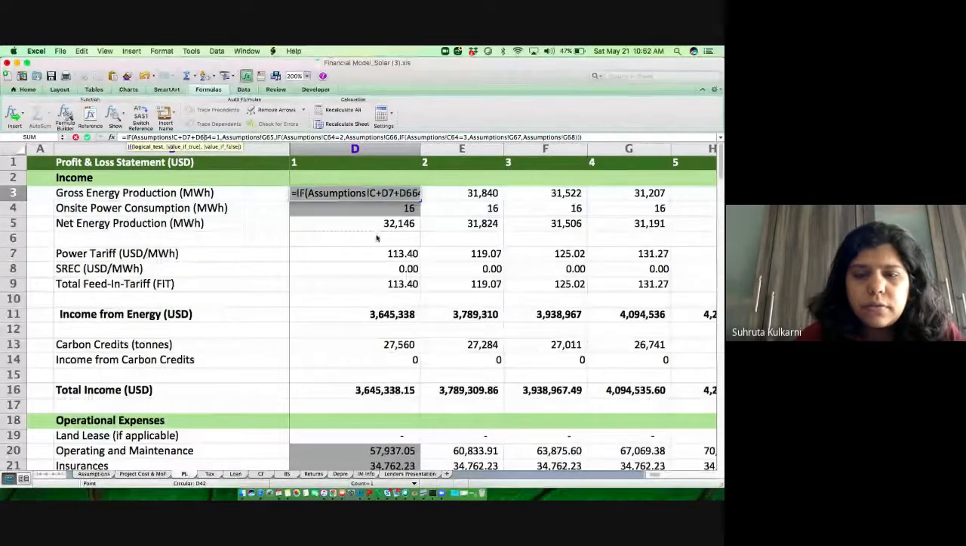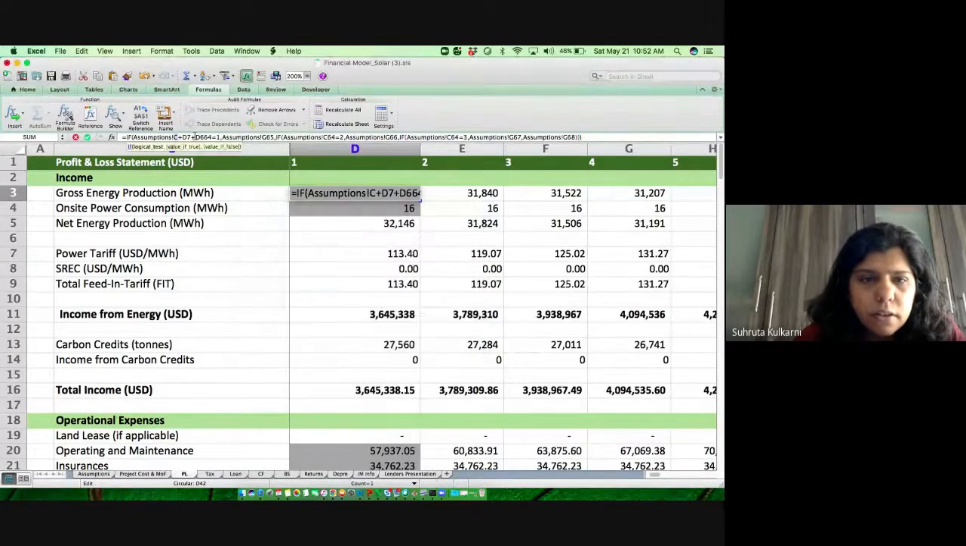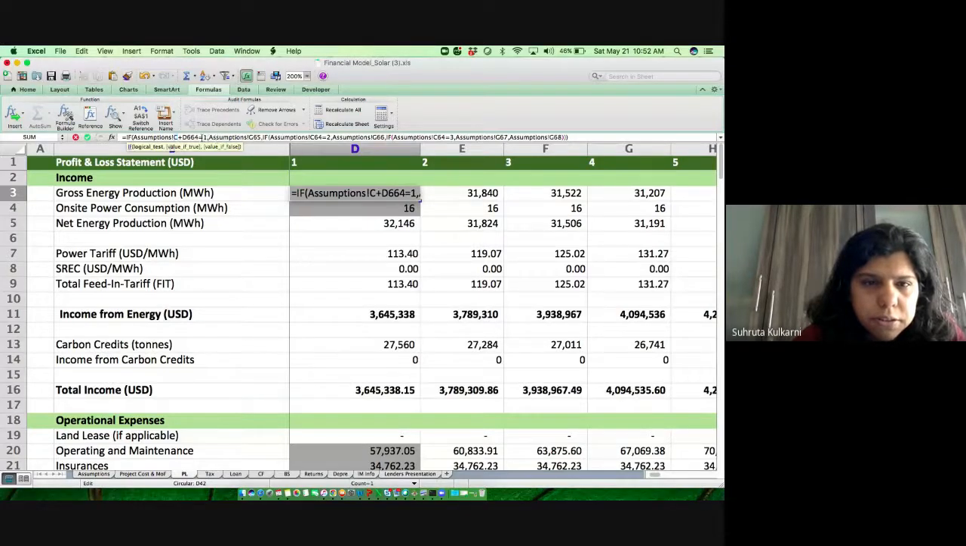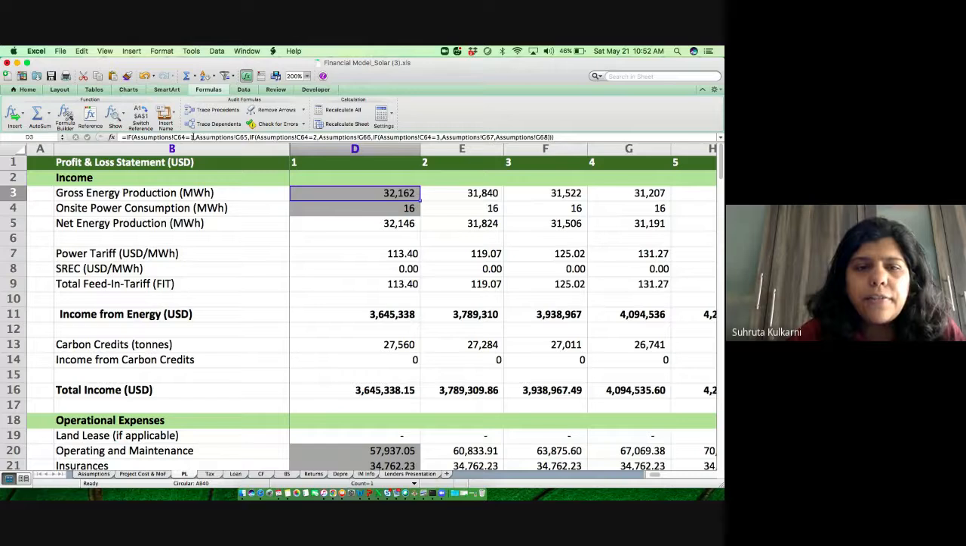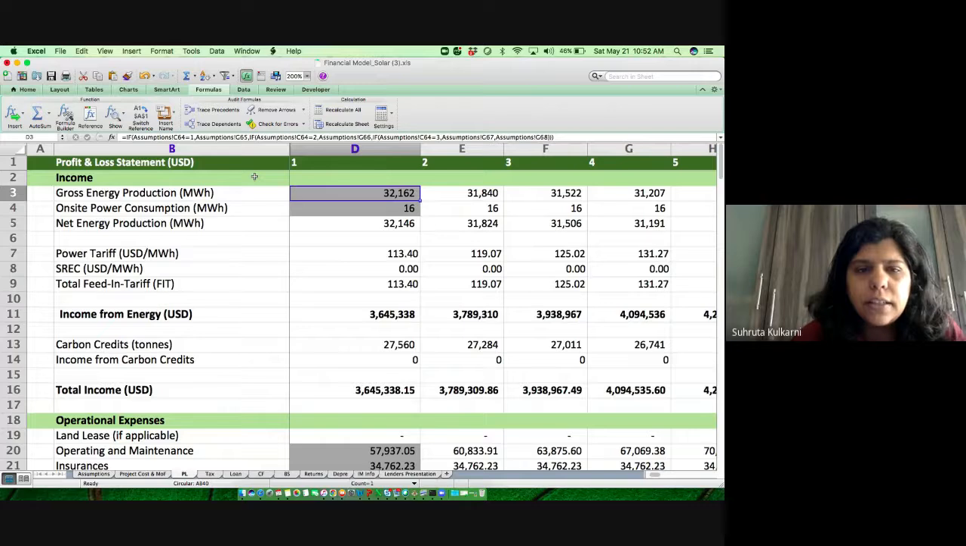Just 1 minute. This is another thing that you shouldn't do while you're working on Excel. So basically it is C64. So what is C64? If C64 is 1, then I'm going to use something in terms of my assumptions, G65. So what is G65?